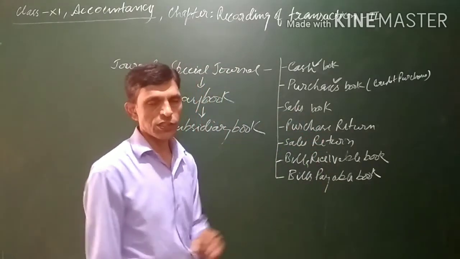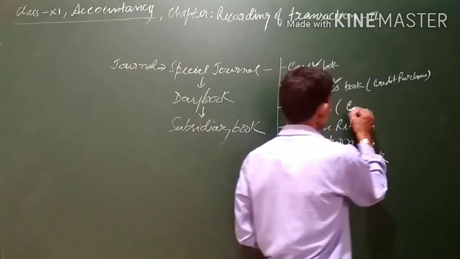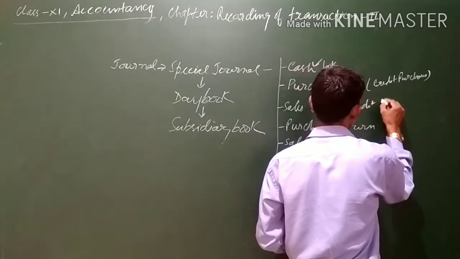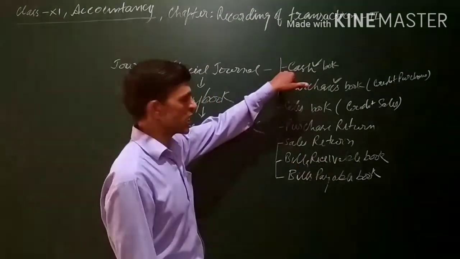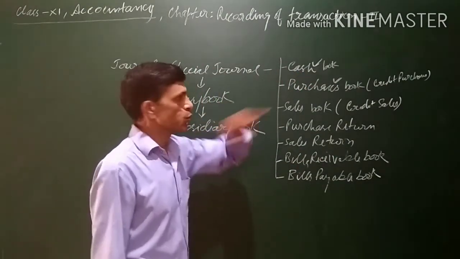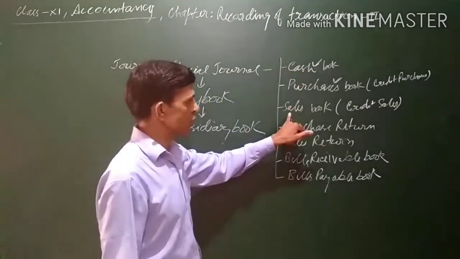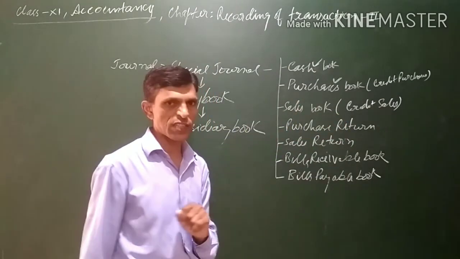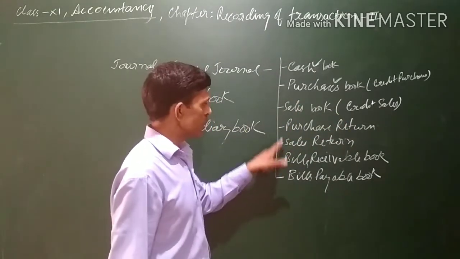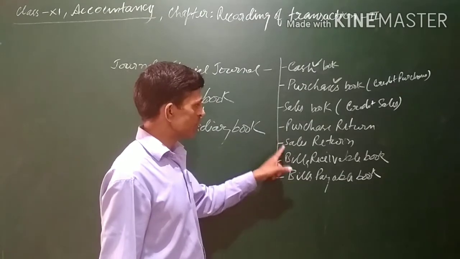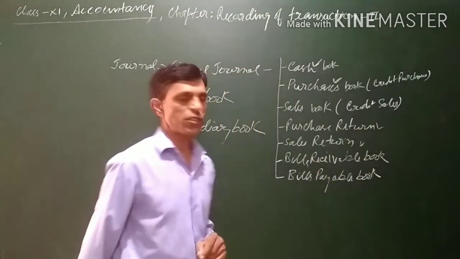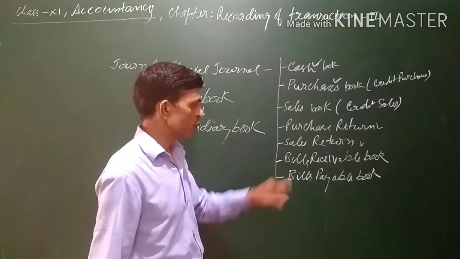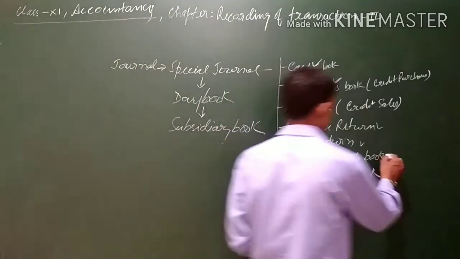Similarly, whenever credit sales is there, it will be recorded in the sales book. Because cash sale will be recorded in the cash book because it is related with cash. And if credit sales is there, it will be recorded in the sales book. And similarly, whenever credit purchase return and sales return is there, this will be again recorded in the purchase return book and sales return book. Bills receivable, bills payable book we will discuss later.